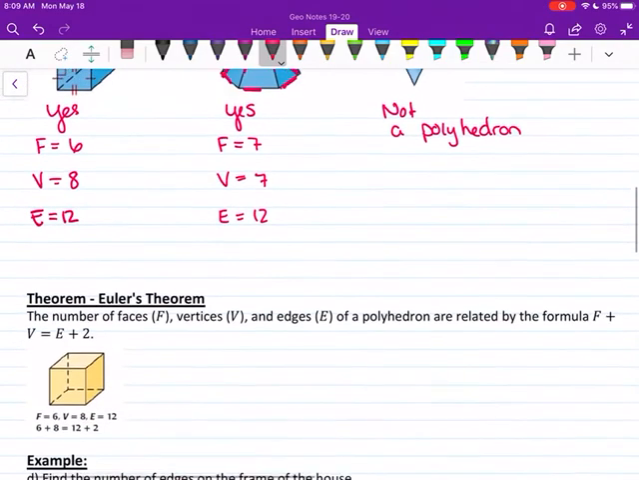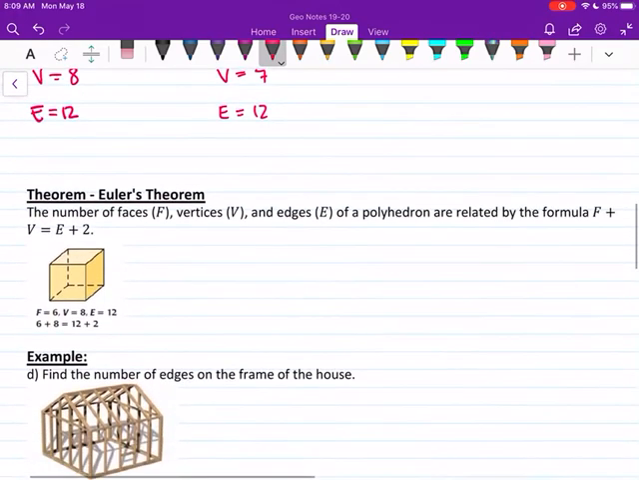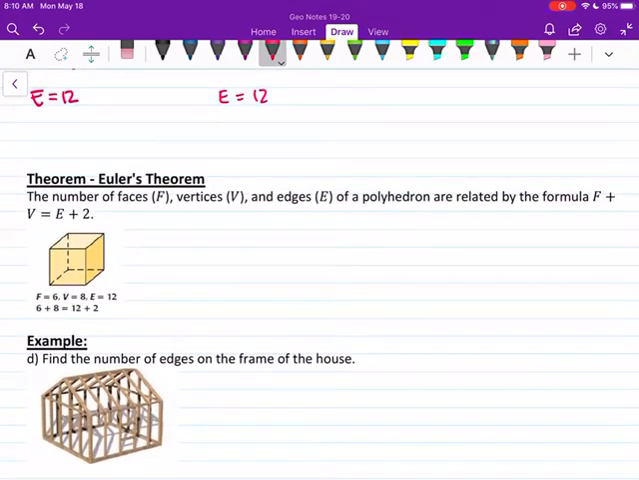All right, theorem time. This is called Euler's theorem. I know his name is spelled Euler, but it's pronounced differently. Oh my gosh. This theorem should be in one line, so let's pretend there's an enter there. Your theorem is F plus V equals E plus 2. The theorem says the number of faces F, vertices V, and edges E of a polyhedron are related by the formula F plus V equals E plus 2.